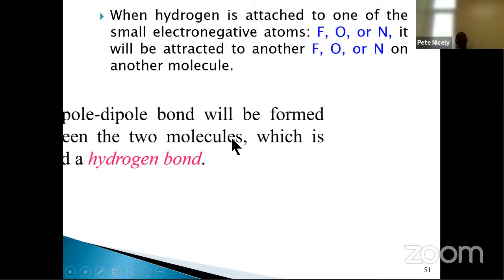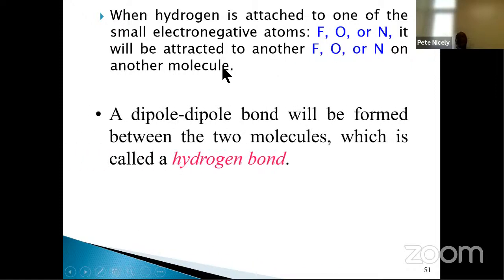Well, when hydrogen is bonded to any one of these three electronegative atoms, then what happens is that you're going to have a very strong displacement.